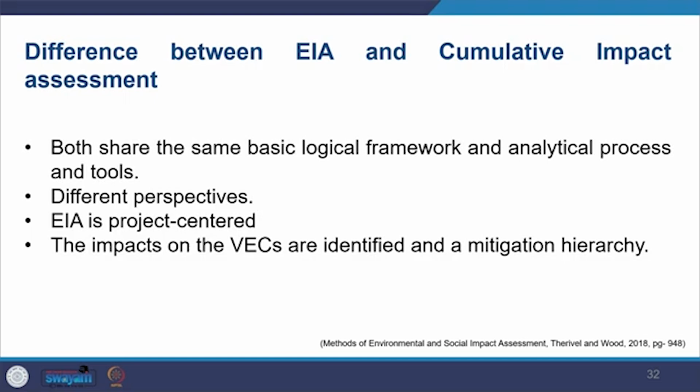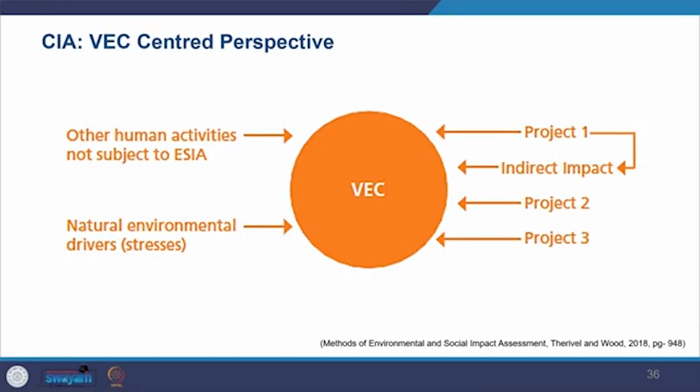But what happens with cumulative? In cumulative impact assessments, the focus is on the valued ecosystem component. And here you see the area considered is the area in which the valued ecosystem component is. So our focus is on VECs, which other stresses, because of development and human activity, may affect. So we focus on the recipient more than the project.